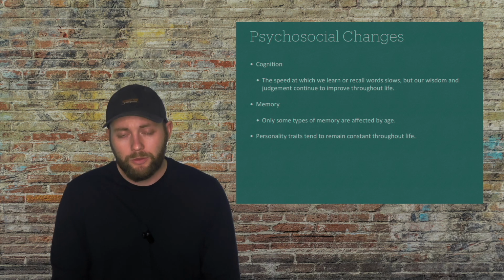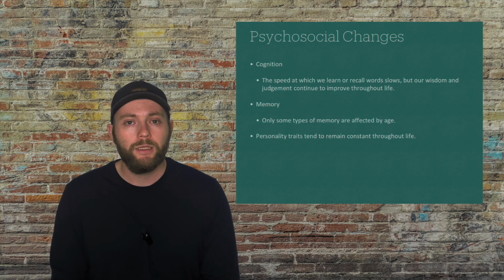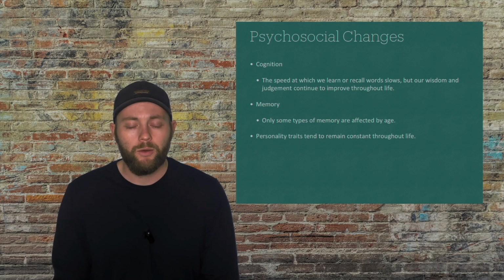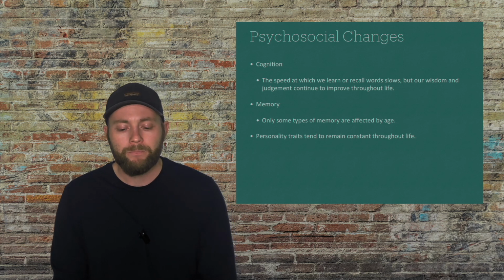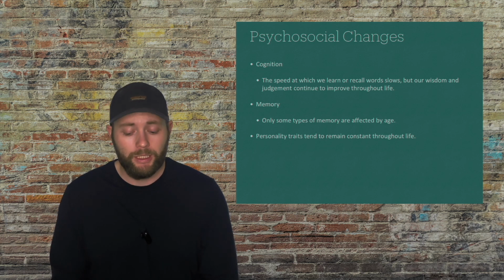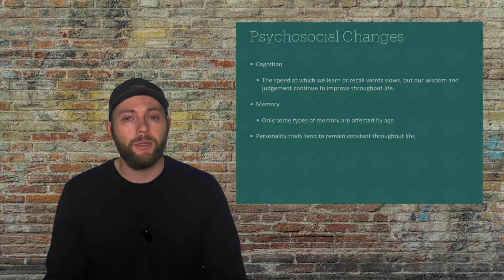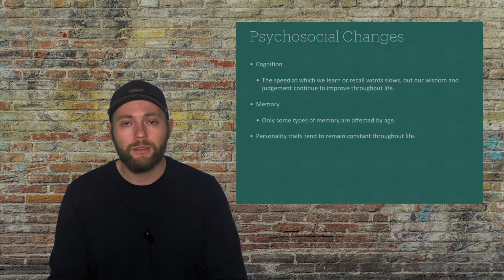Cognition refers to perceiving, remembering, and thinking. And as we age, the speed at which we learn or recall words slows, but our wisdom and judgment continues to improve throughout life. Only some types of memory change. Generally, the retention of a skill remains intact, such as driving a car, reading, writing.